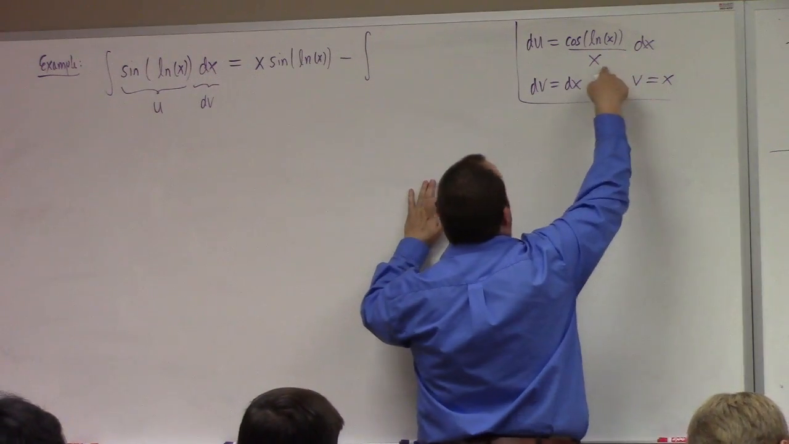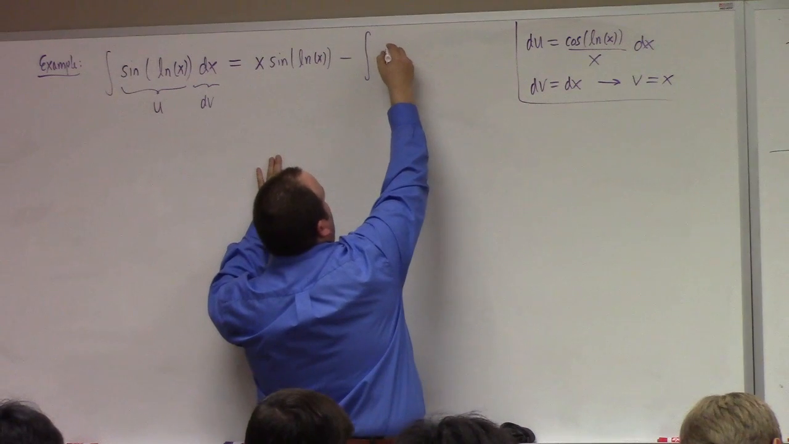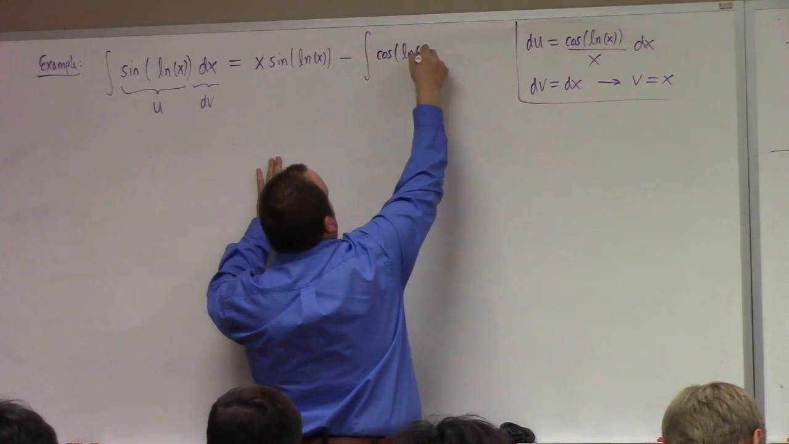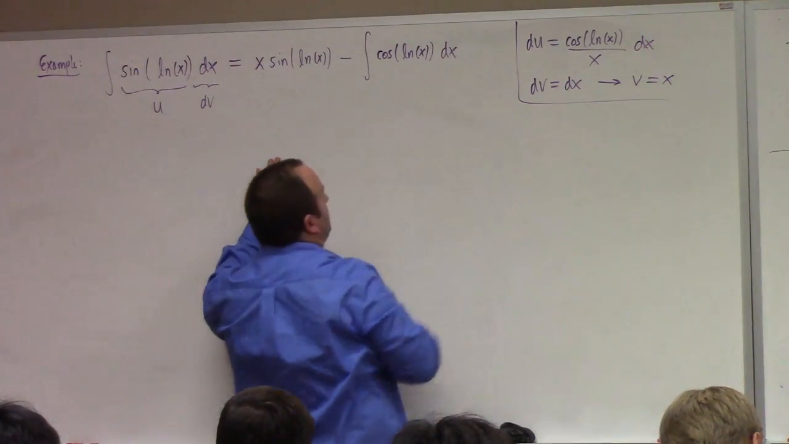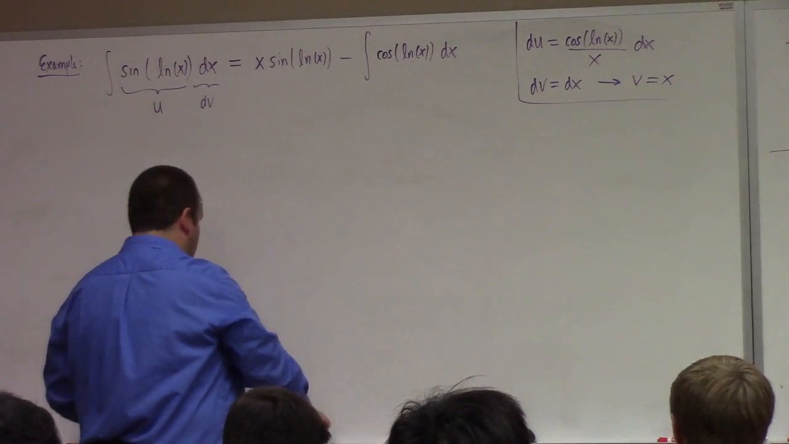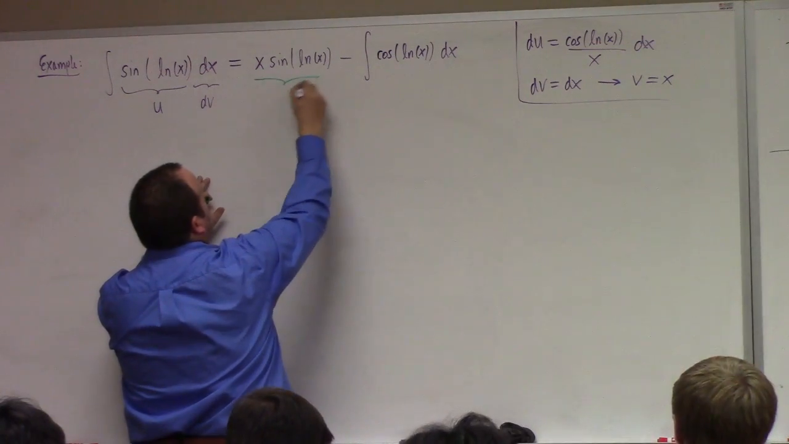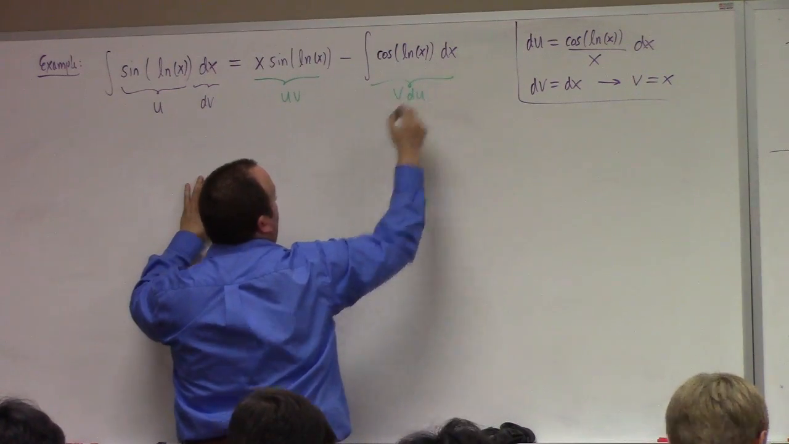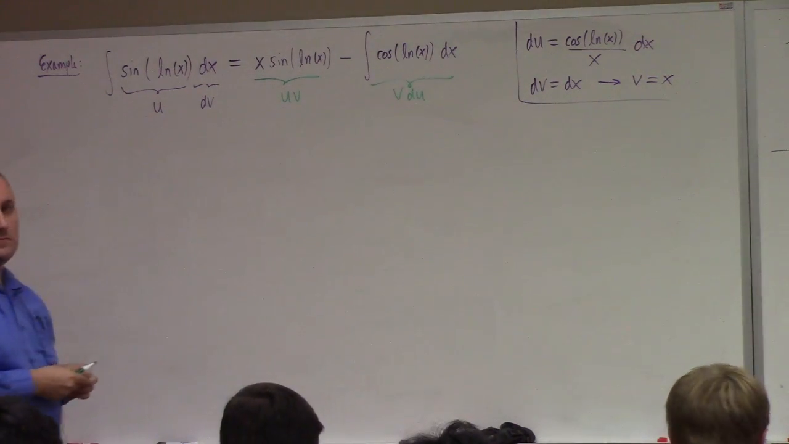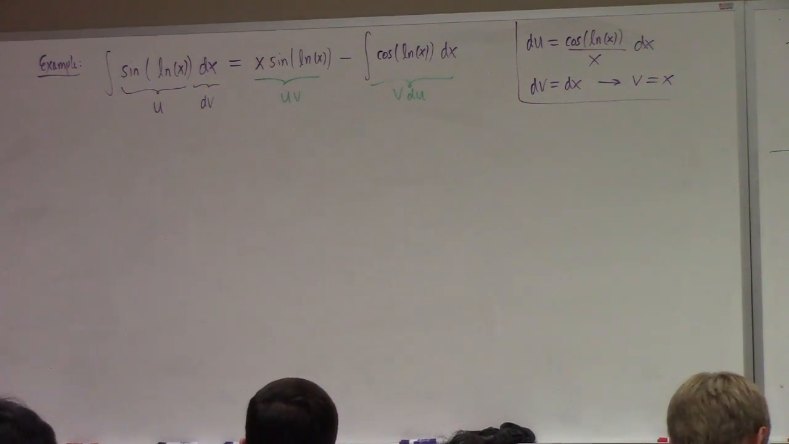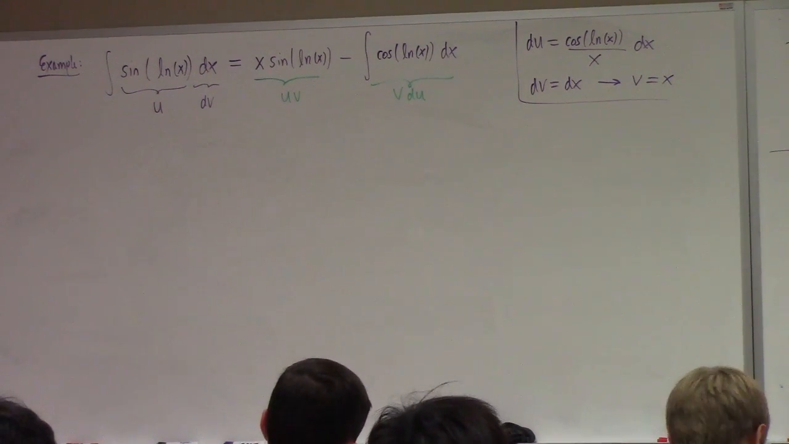So this x and that x cancel, right? So what you're left with here is the cosine of the log of x dx. This is, of course, uv, and this, of course, is the integral of v du. All right? I love how those x's cancel. So neat.